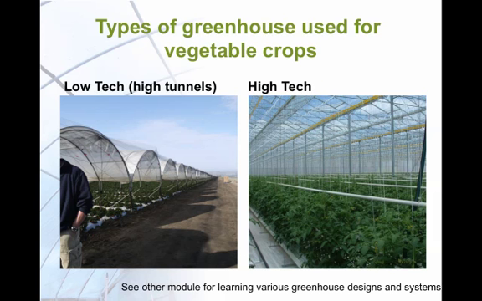We will have a different module describing different technology levels utilized in greenhouse, but briefly there are low-tech greenhouse, including high tunnels, and high-tech greenhouse, as you can see on your right, glass-covered tall greenhouse facilities used for high-wire tomato production. And as you can easily imagine, the capital level necessary for high-tech is many, many times more than low-tech greenhouse.